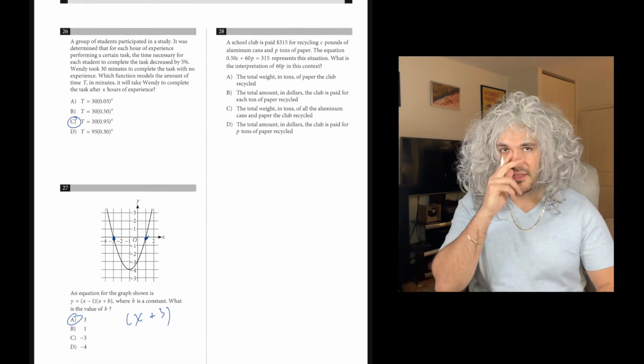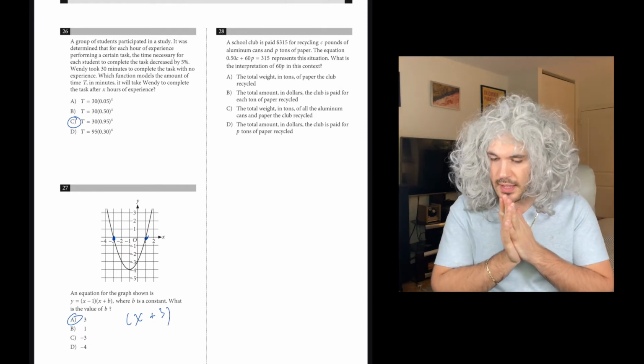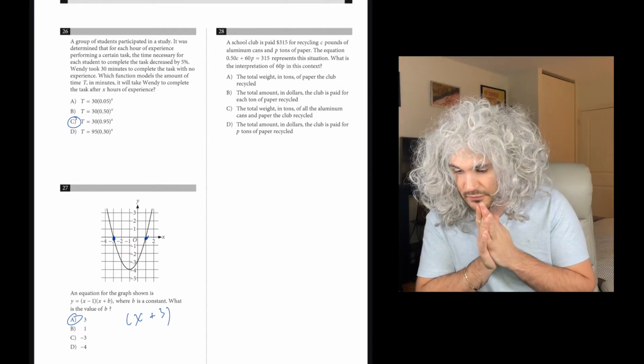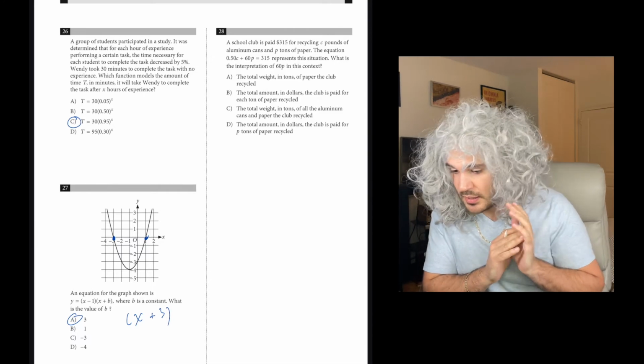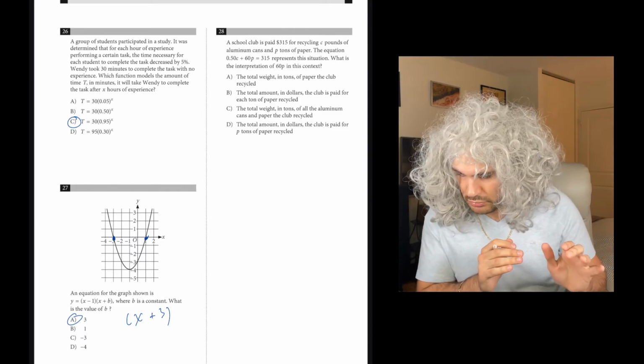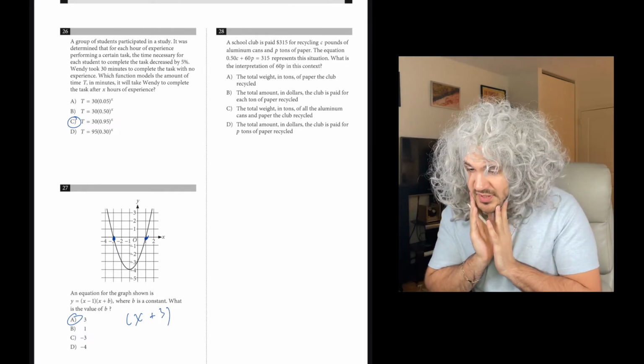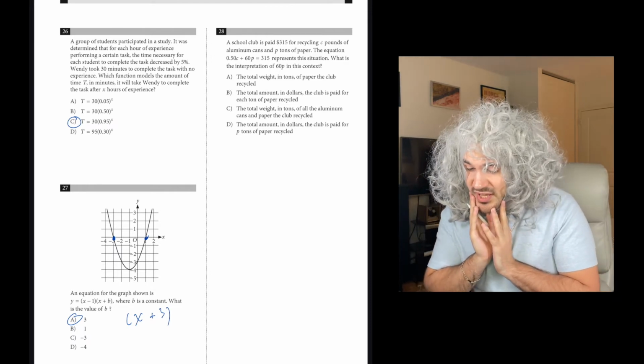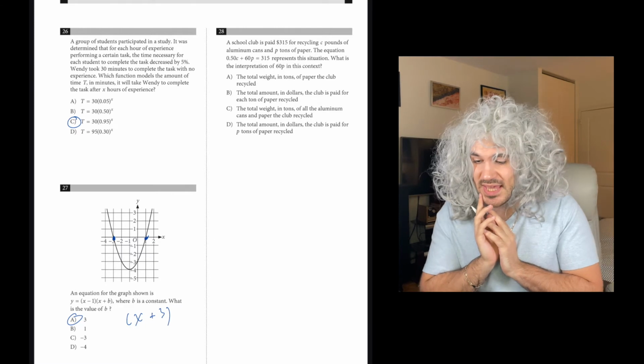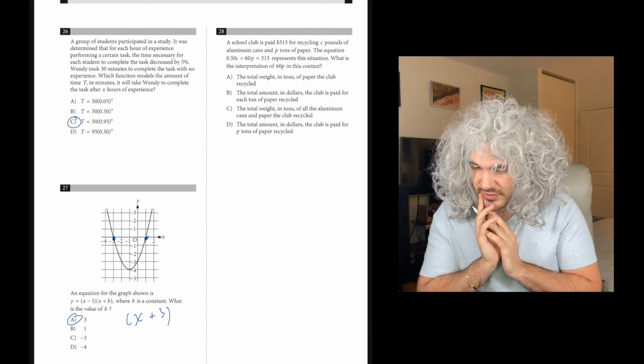Okay, getting to the end, kiddos. Number 28. A school club is paid $3.15 for recycling C pounds of aluminum cans and P tons of paper. The equation 0.5C plus 60P equals 315 represents the situation. What is an interpretation of 60P in this context?